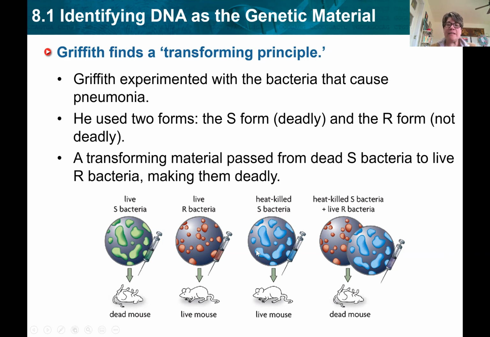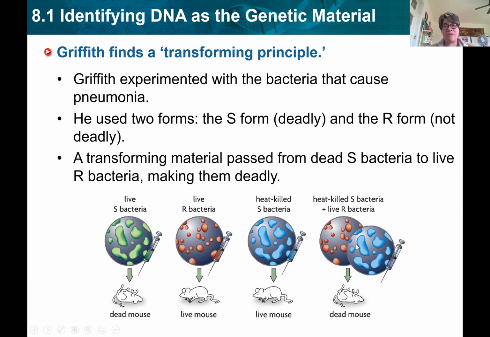Then he heat killed the deadly S strain. He stuck it in a flame, killed the bacteria, injected the mouse, and it lived. Then he took the R strain that was alive and the heat killed S strain, mixed them together, injected the mouse, and it died. So something happened here in this one.